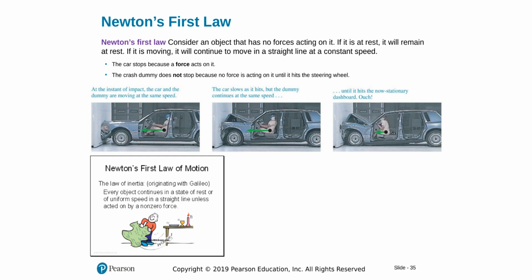A better way of saying it is here: every object continues in a state of rest or of uniform speed in a straight line unless acted on by a non-zero force. This figure here is showing it during accidents. We are pushed forward. We get hurt because we've been moving before the accident, and when the car stops suddenly, we want to keep going due to inertia, and we fly out of the window. We hit the window or so on. That's Newton's first law, the law of inertia.